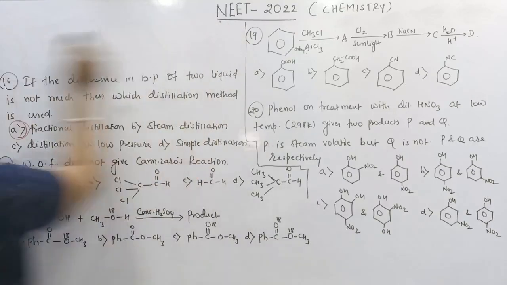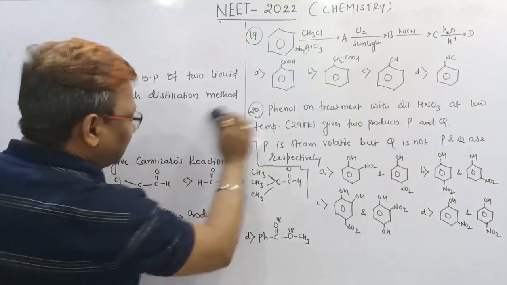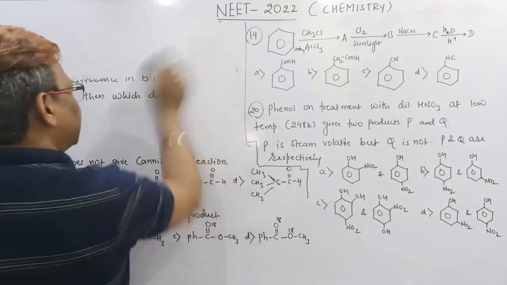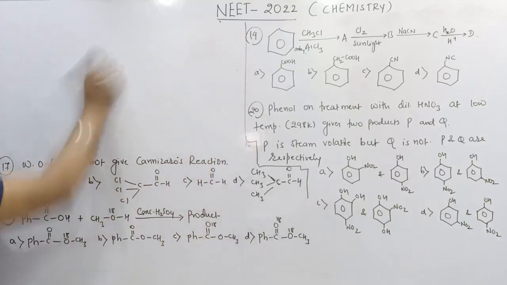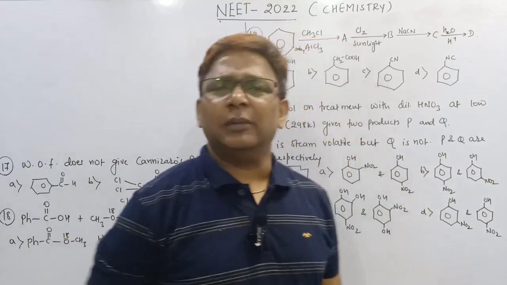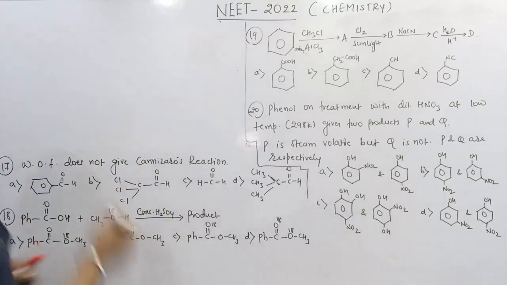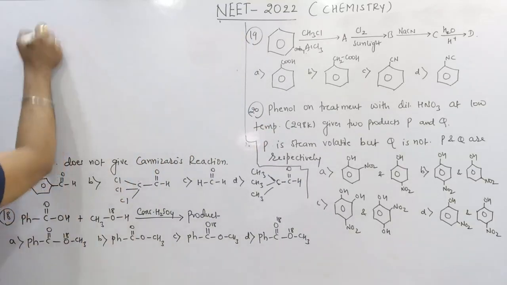But in Cannizzaro's reaction, what will happen? On the carbonyl carbon you will get a positive charge, and that positive charge should be stabilized by an electron donating group, or by resonance. For example, if I go with the Cannizzaro reaction, what can we say?